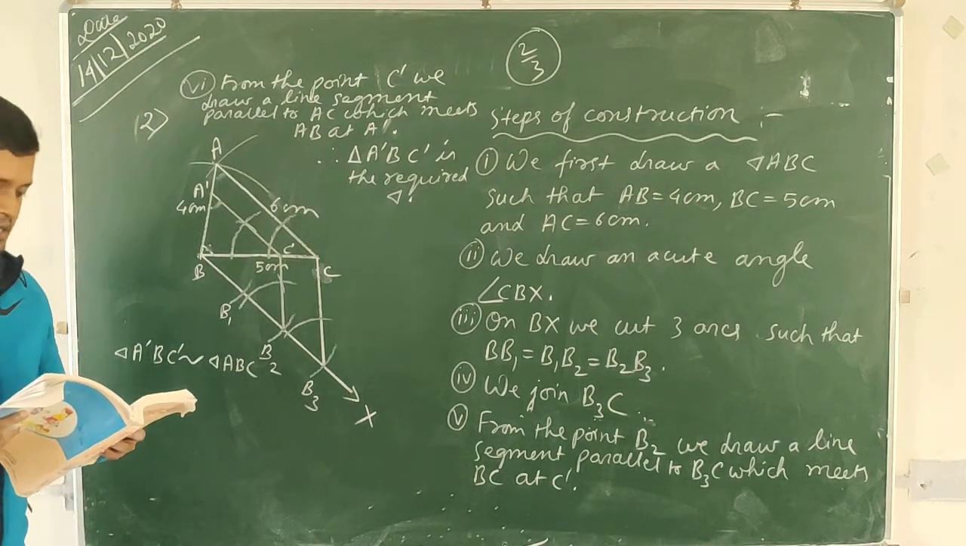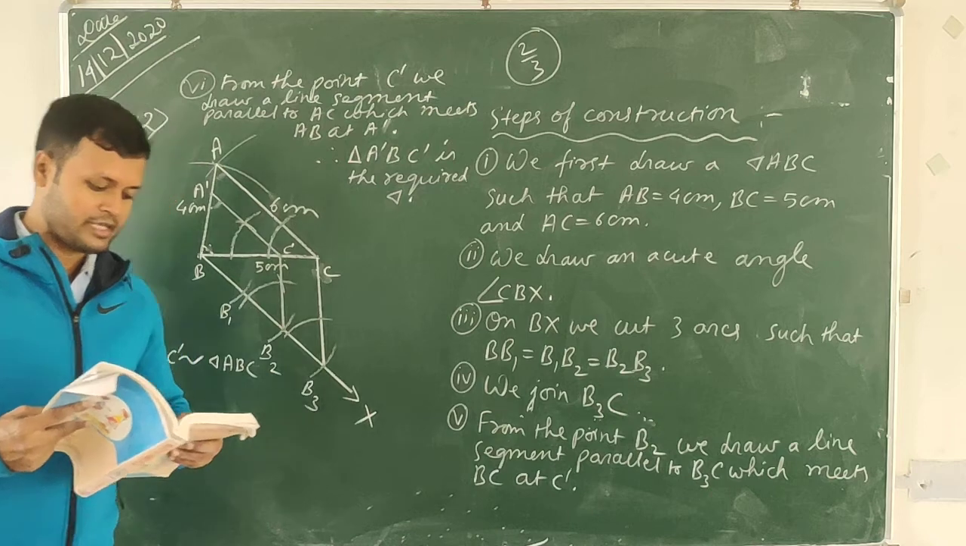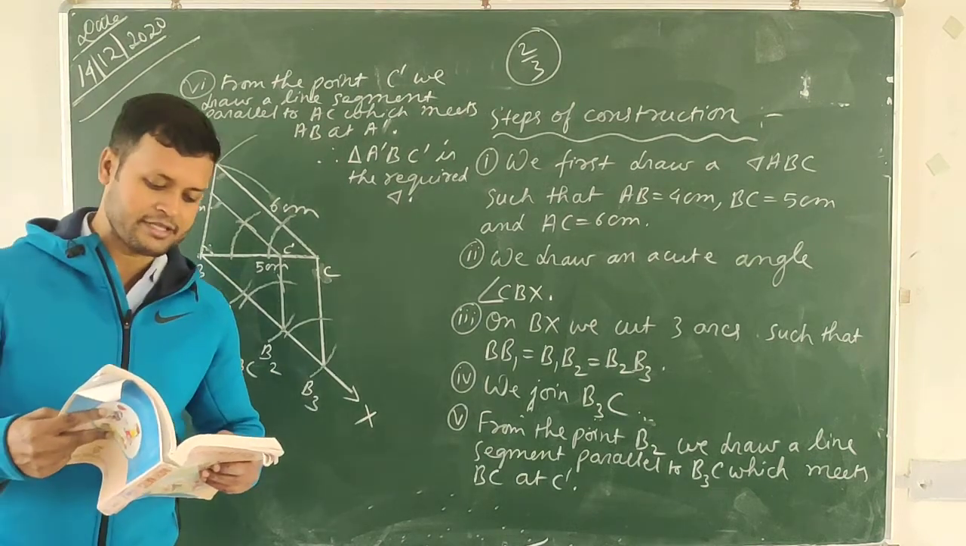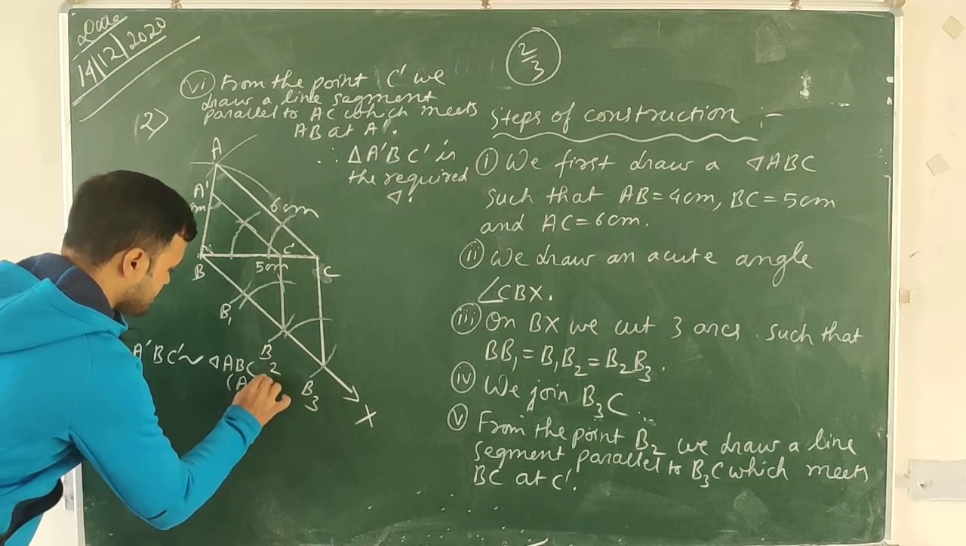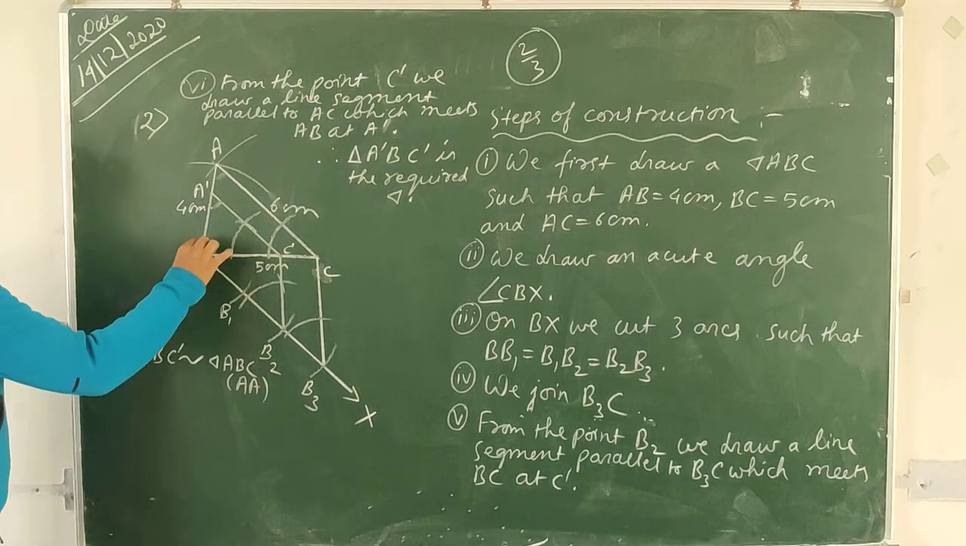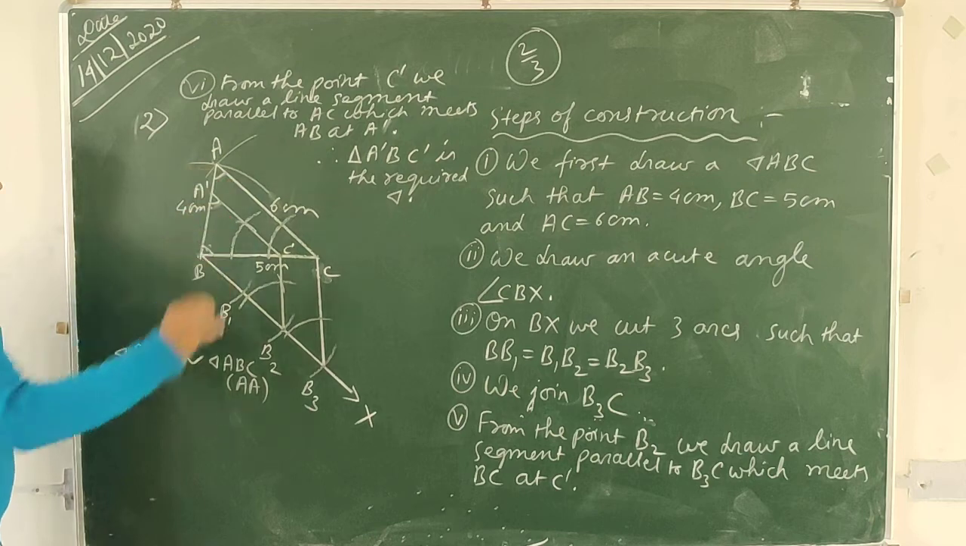Yes. Then a triangle similar to it, so similar became a not. Then a triangle similar to it whose sides are 2 by 3 of the corresponding sides of the first triangle. So this is according to angle similarity, isn't it? These two triangles are similar, as I have shown. This angle and this angle and this angle, isn't it?